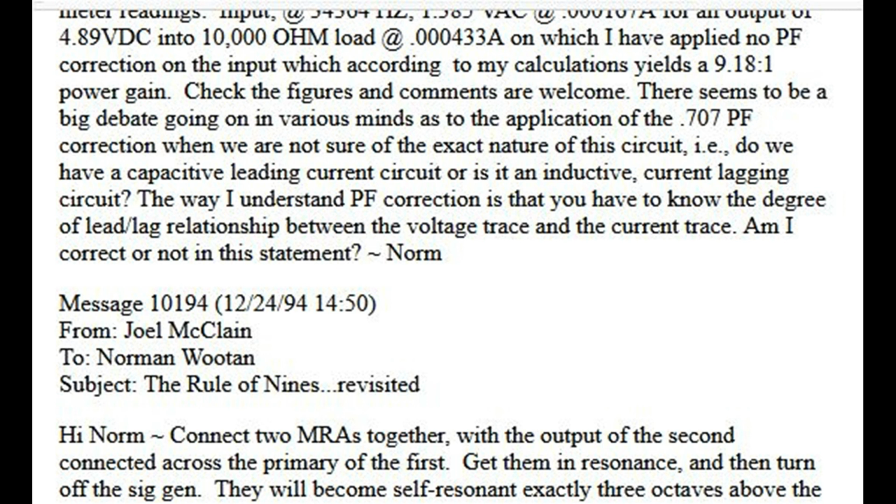There seems to be a big debate going on in various minds as to the application of the 0.707 PF correction when we are not sure of the exact nature of the circuit, i.e., do we have a capacitive, leading current circuit or is it an inductive, current lagging circuit? The way I understand power factor correction is that you have to know the degree of lead/lag relationship between the voltage trace and the current trace. Am I correct or not in this statement?